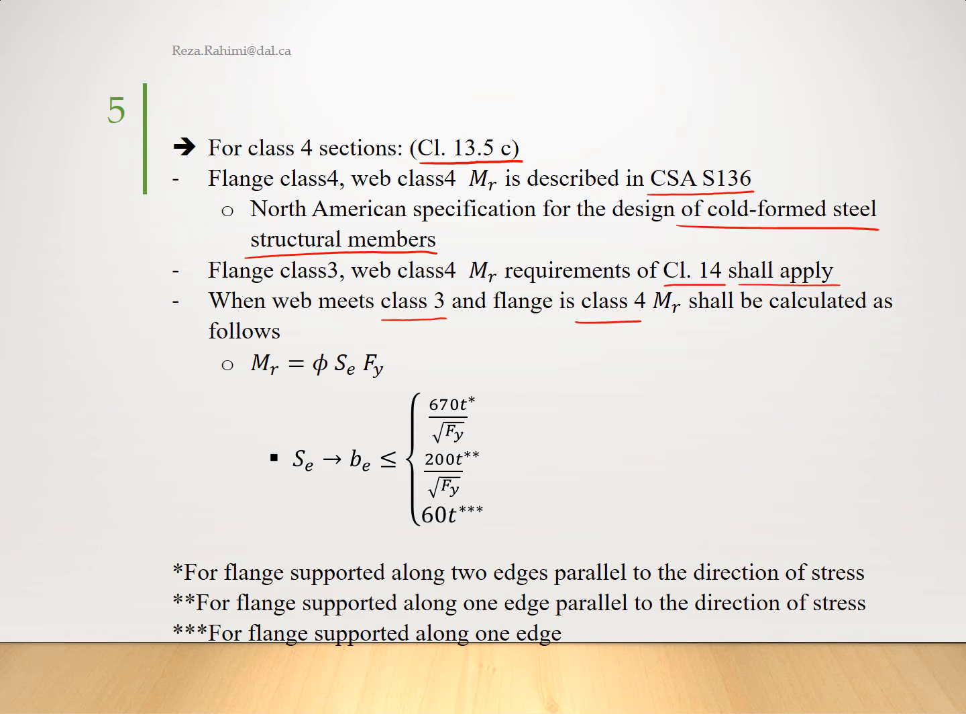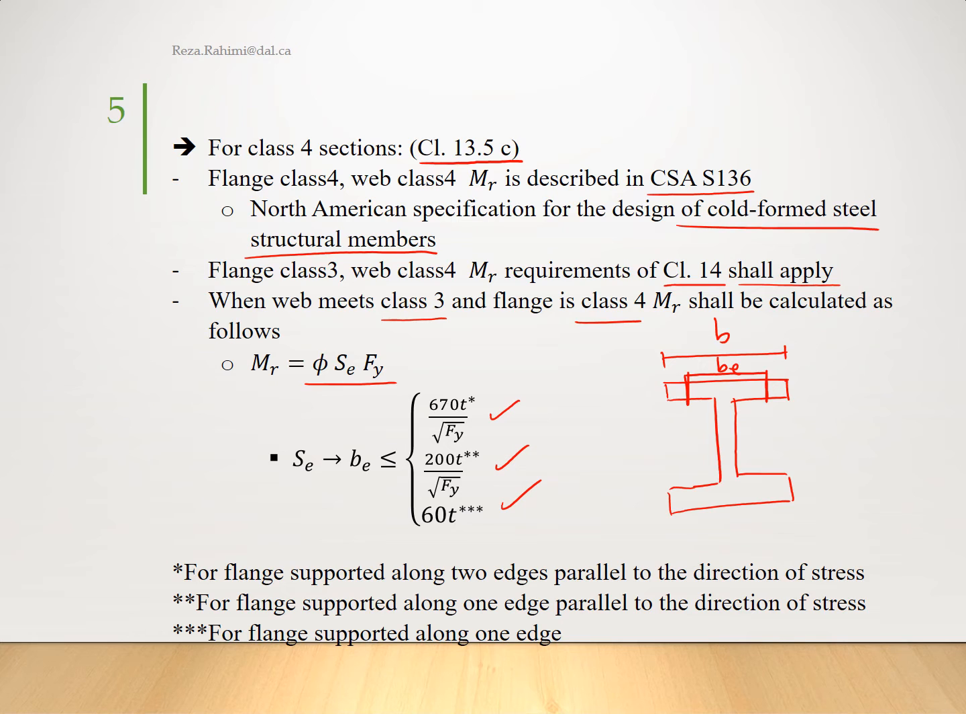Resistance moment is equal to phi SE Fy. What is SE? We are actually doing something like this: we are modifying the width of the flange. If this is B, which is the width of the flange, BE is something like this. So we are modifying the width of the flange with these three limits.